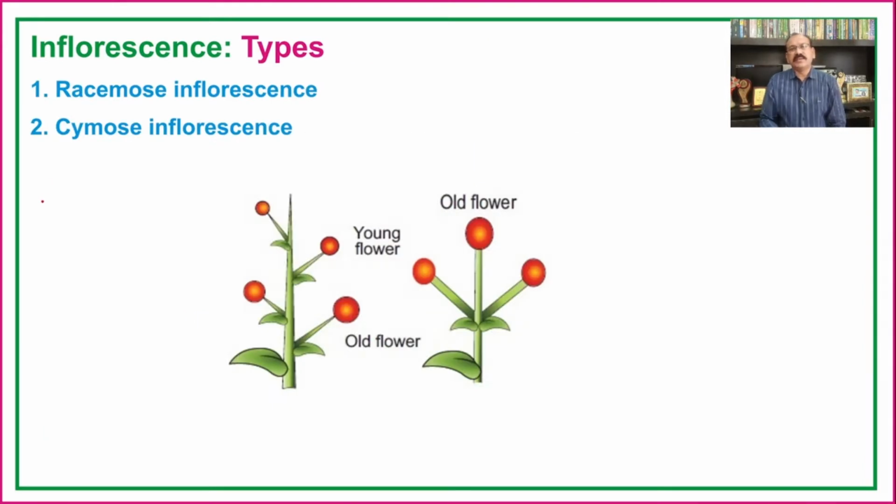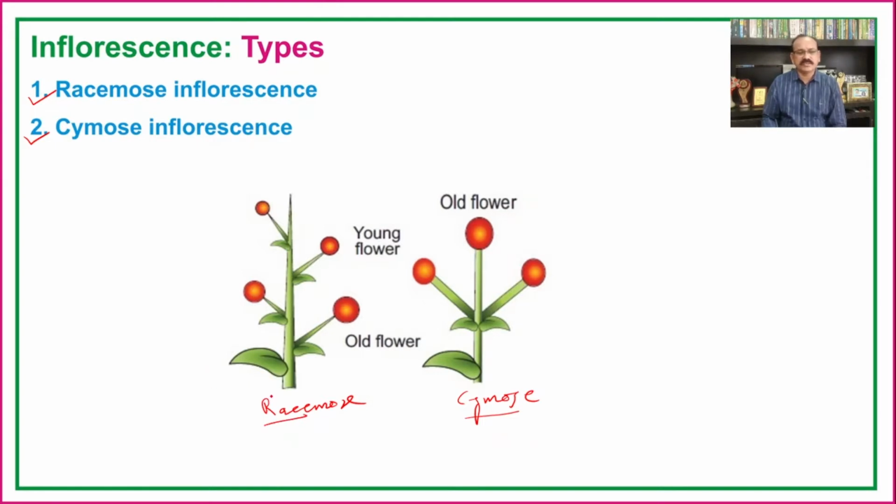The inflorescence is basically classified into two types. First one, Racemose inflorescence, and second one, Cymose inflorescence. There is a distinct difference between the Racemose and the Cymose on the basis of the development of the flowers on the stem or the axis. Let's see the first diagram which shows the Racemose inflorescence and the second one, that is Cymose inflorescence.